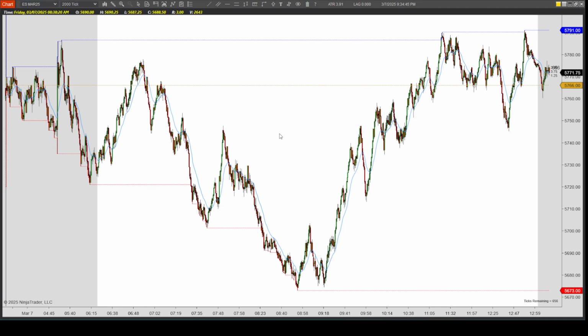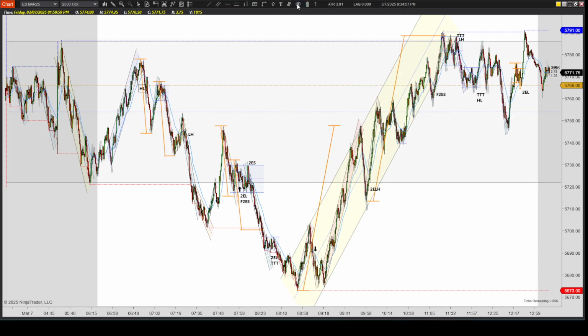March 7, 2025. This is the S&P 500 E-Mini Futures on the 2000 tick chart using NinjaTrader 8. It was another high volume day. It was really, really choppy. This is what the chart looked like and how I drew it up.